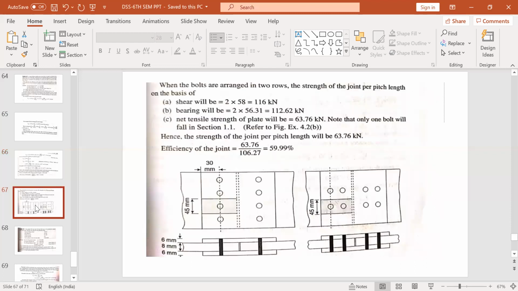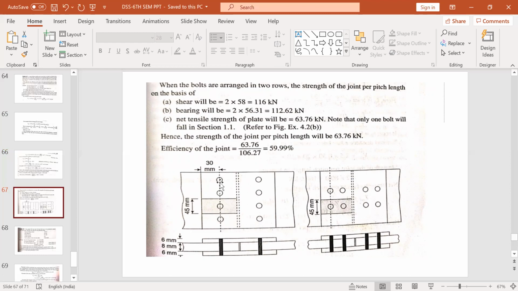All right, now let us calculate the case for the second part. In the second part also you are providing two cover plates, but only the pattern of bolting is changed. Only the number of holes and the number of rivet lines are changed, other things remaining the same. The shear will again be double shear, 2 into 58, 116. Why is it 2 into 58? Earlier it was only 58.